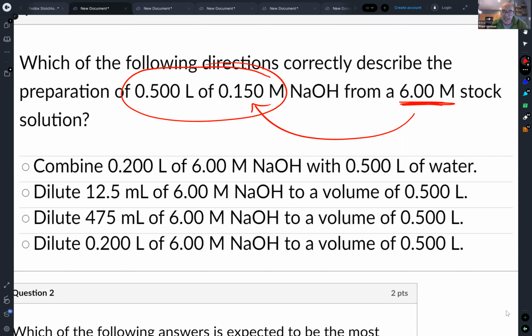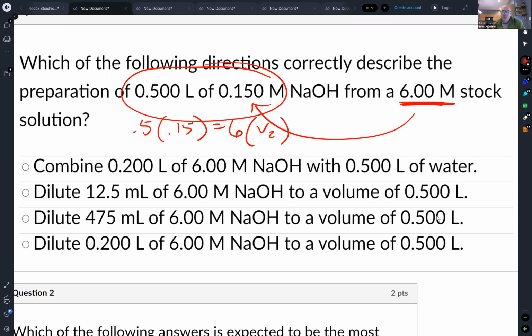So to do that, we're actually going to have to dilute this. So we need to get our math together and solve for this. I've got to get myself a calculator, and then we'll do that. Okay, so here we are. To solve this, I'm going to multiply 0.5 times 0.15 equal to 6 times this new volume, which I don't know what that is.